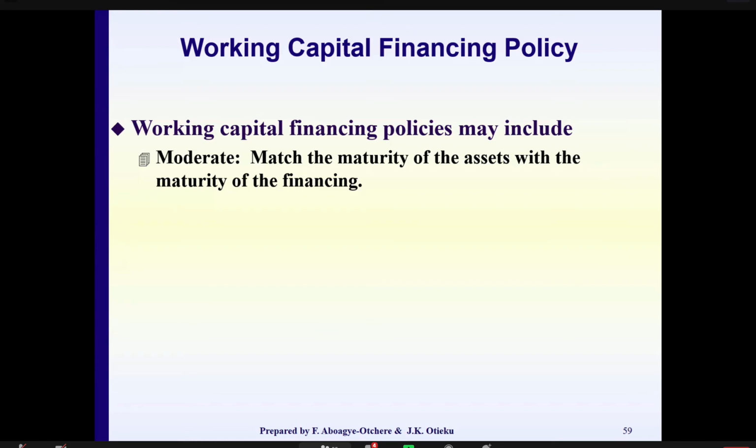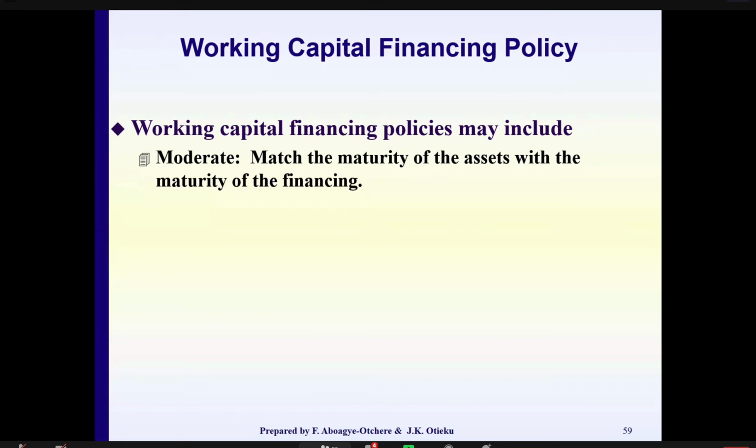Okay, so assuming you are in school and you want to pick an overdraft to go to school, hoping that when you complete school, you get a pay rise and are able to pay back. So there's a mismatch between the maturity of the financing and the maturity of the assets, because it will take a minimum of 2 years before you complete school. But if it's an overdraft, then you expect that within a year you should have paid back.